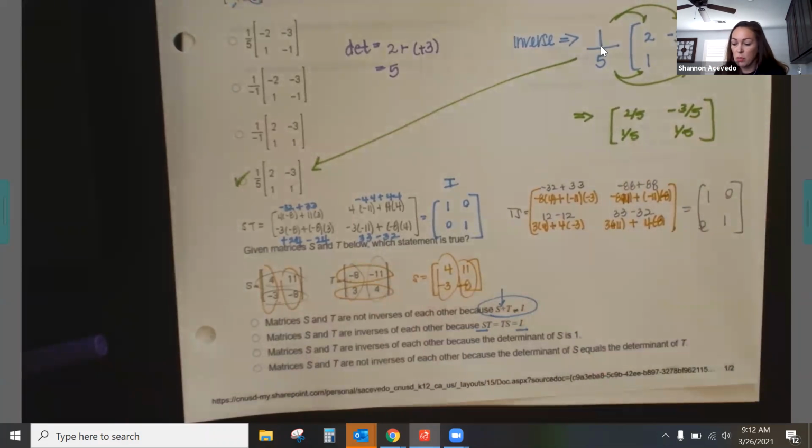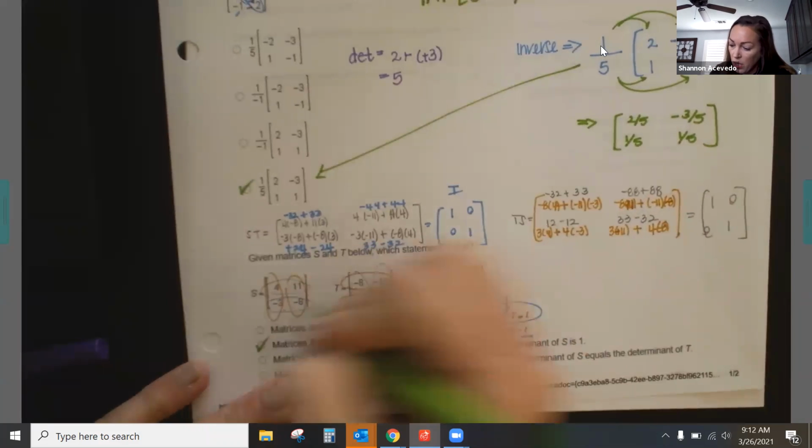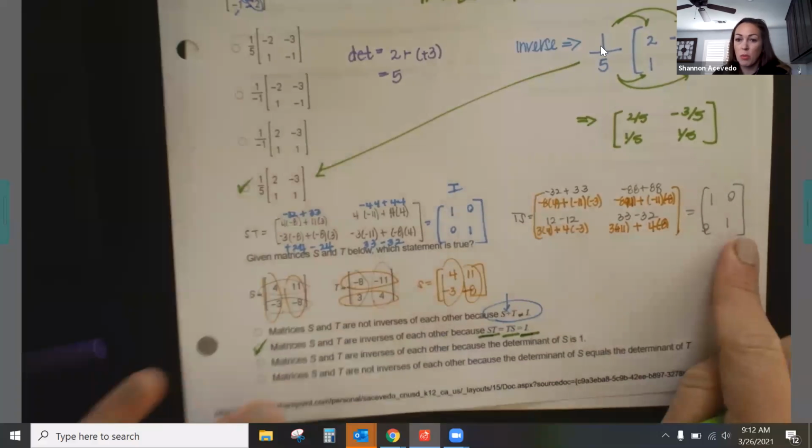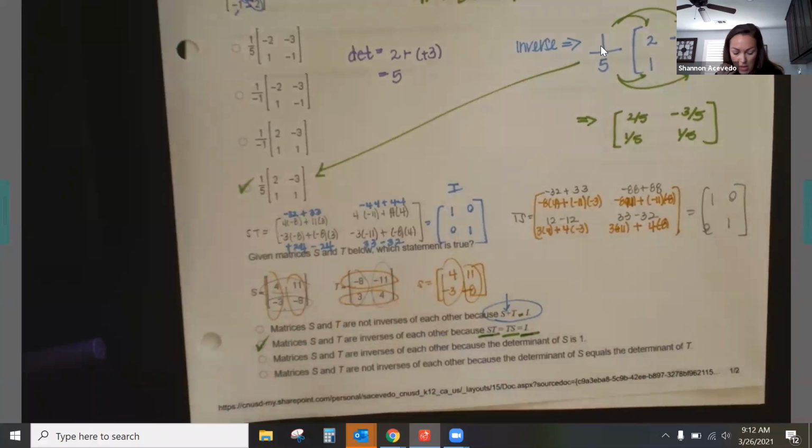So this one right here is true. They all equaled the identity. When I multiplied them, it was equal to the identity. That is a true statement.